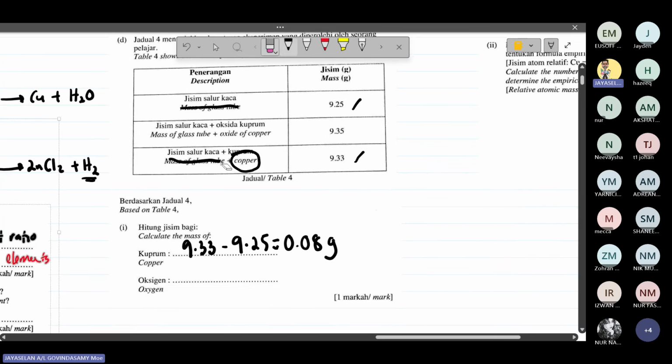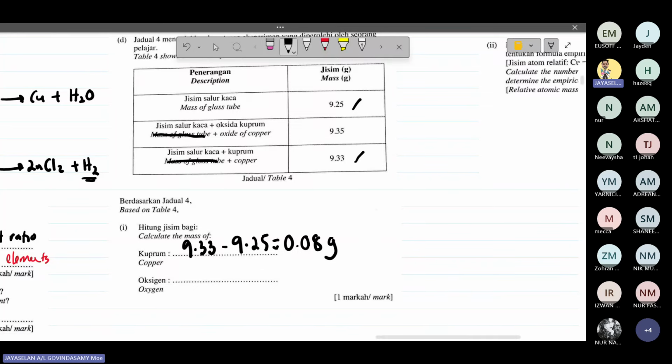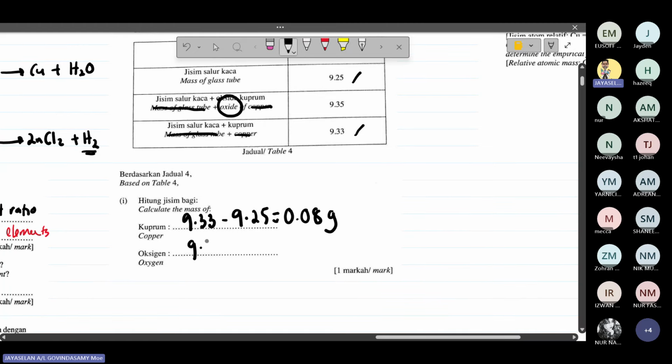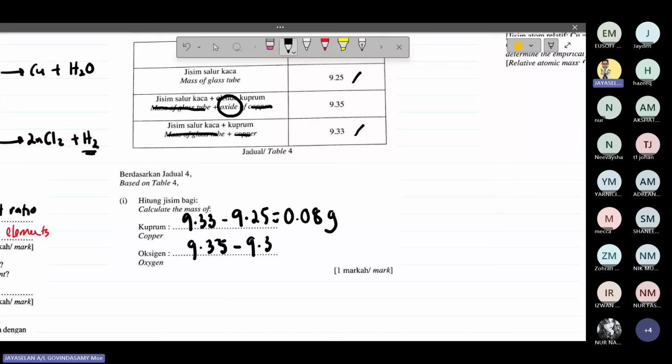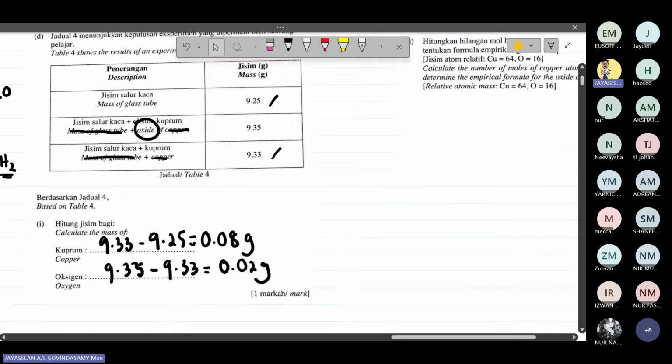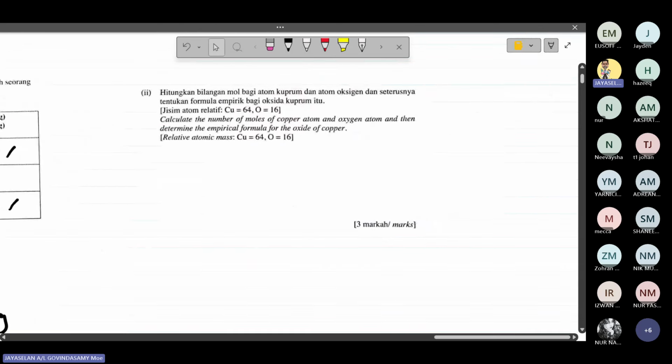How to find the mass of oxygen? Very simple. So you do what? Cancel this, cancel this. Sudah balance. Okay, copper cancel, yang ada oxygen. So what you guys do here? 9.35 minus 9.33, you guys will get 0.02 gram. So you guys already score 1 mark lah. Any question? No question, eh? Okay, so we go for next one.